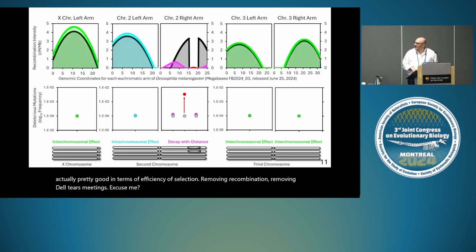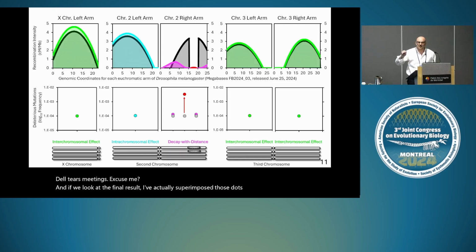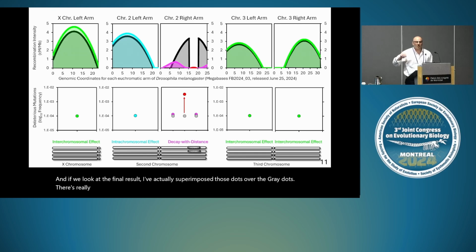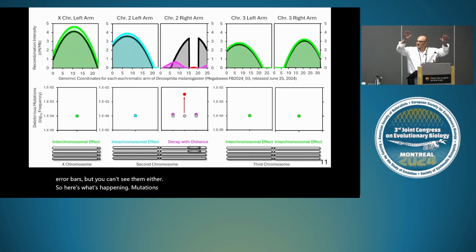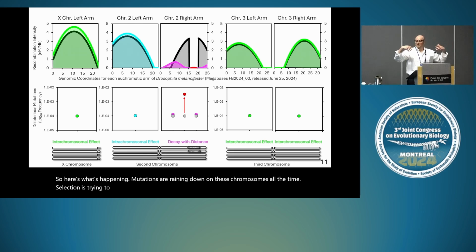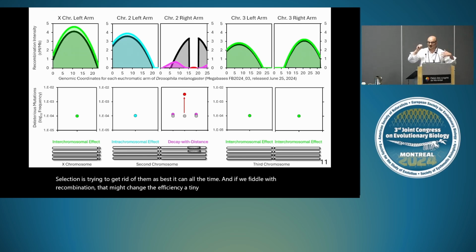And if we look at the final result, I've actually superimposed those dots over the gray dots. There's really just no effect on deleterious mutation accumulation. I actually have standard error bars, but you can't see them either. So here's what's happening. Mutations are raining down on these chromosomes all the time. Selection is trying to get rid of them as best it can all the time. And if we fiddle with recombination, that might change the efficiency a tiny bit, but it really just doesn't make a difference on non-homologous chromosomes.